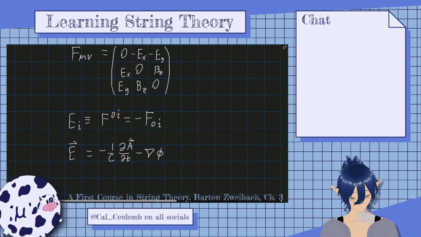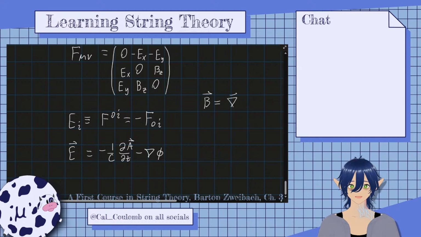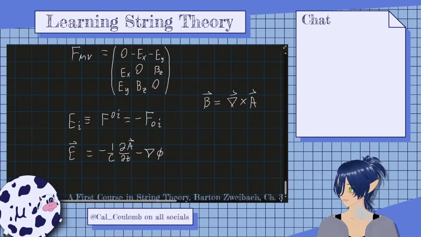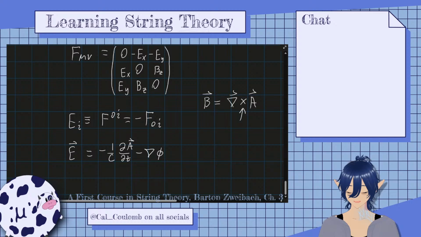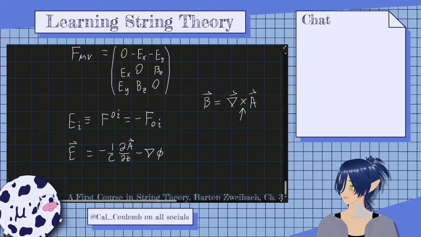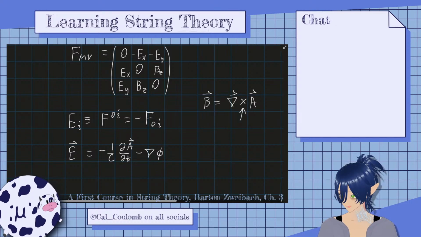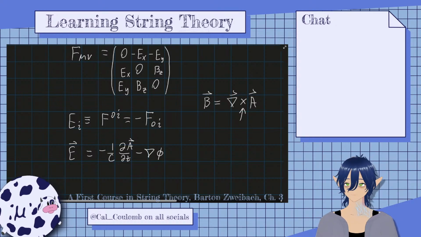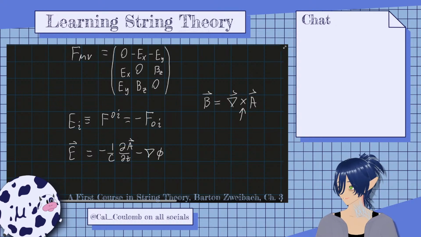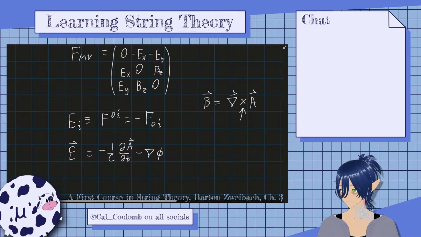Remember we saw that B was defined as the cross product of this del and the vector potential. But the cross product of two vectors is something that's specific to 3 spatial dimensions. And so when we generalize this to higher dimensions, you shouldn't expect to see this exact same equation pop out.